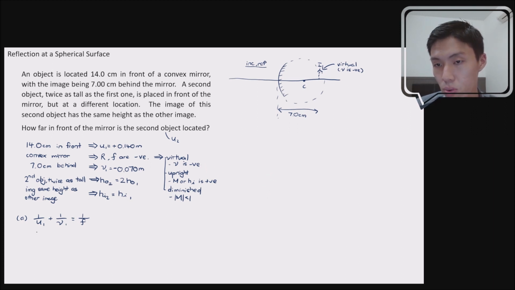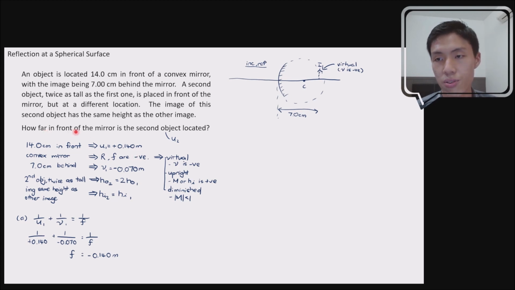So you substitute U1 to be positive 0.140. V1 will be negative 0.070. From here, you can get your focal length. If you calculate it, your focal length will be equal to negative 0.140 meter. Does this make sense or not? Yes, because F here is negative, and we already predicted that because it's a convex mirror, F should be negative. So the answer still makes sense, so we can move on to the next part.